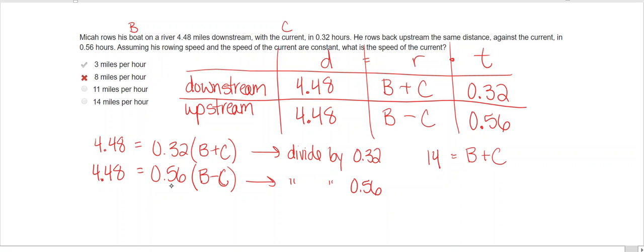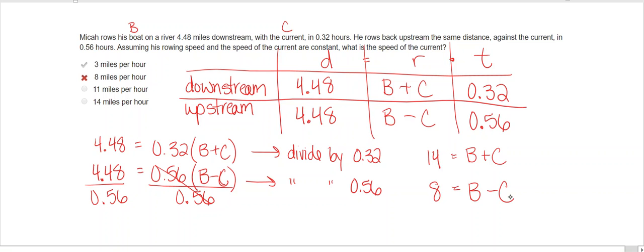And on this one, I'm going to divide by 0.56. And I can show you here a little better because I have some more room. I didn't have room just above in the other one. So if I divide this side by 0.56, those cancel. And I divide this side by 0.56. So 4.48 divided by 0.56 is 8. And that's B minus C.